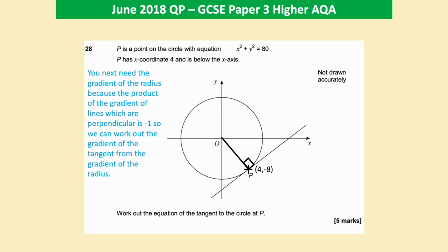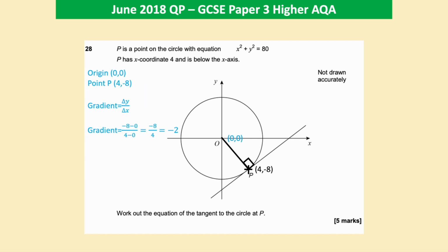So to work out the gradient of the radius, you need to do change in y over change in x. Now we know that the origin's coordinate is (0, 0), and point P's coordinate is (4, -8). So all we need to do is put that into the gradient formula, which is -8 take 0 over 4 take 0, which is therefore -8 over 4, which gives us a gradient of -2.